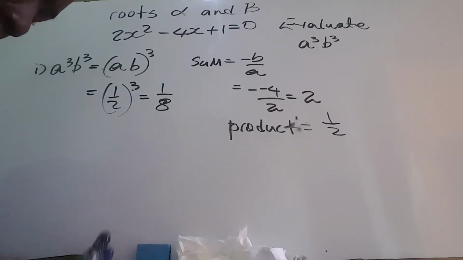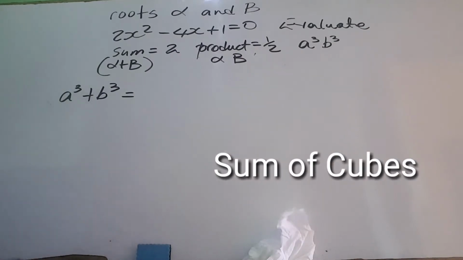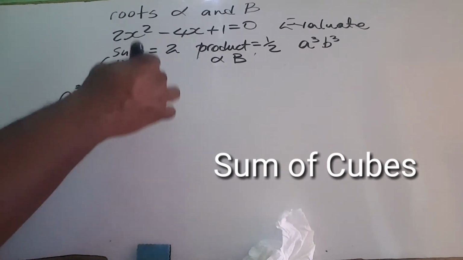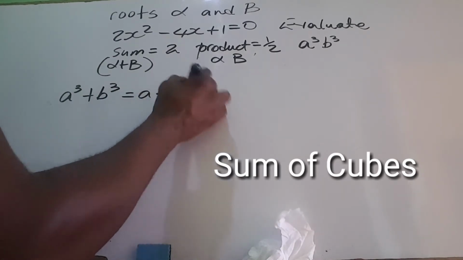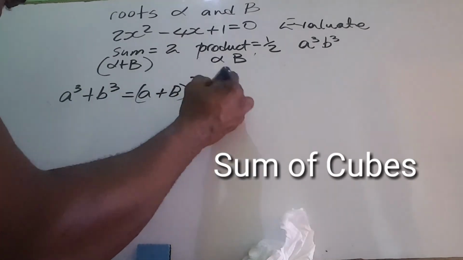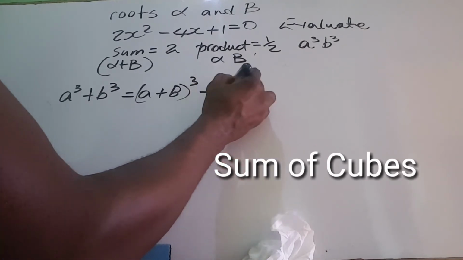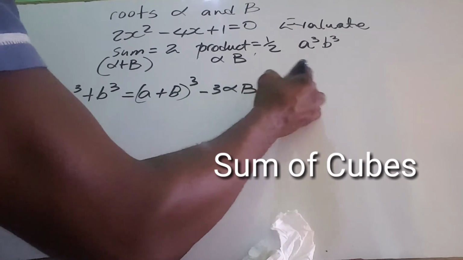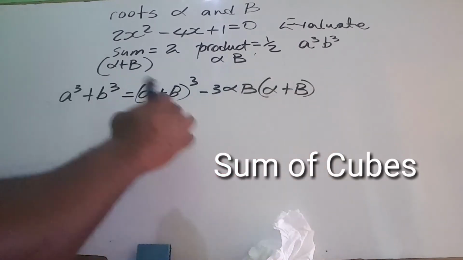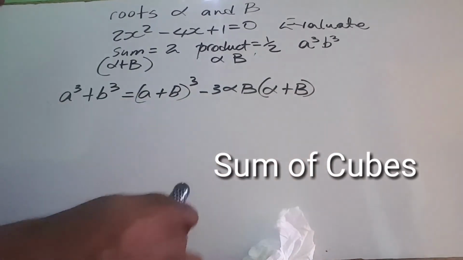Let's look at some more situations. This is the sum of cubes. For the sum of cubes, there is a particular thing that we use. We have to remember that alpha cube plus beta cube can be written as alpha plus beta to the third, minus 3 times the product of alpha beta times the sum of alpha beta. You would have to remember this formula offhand.